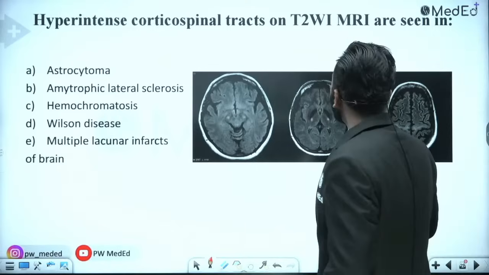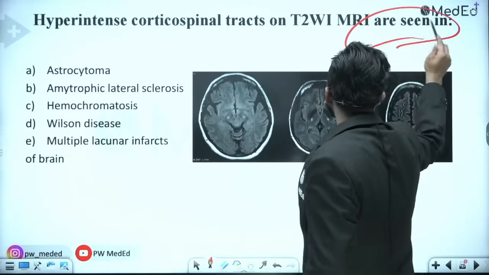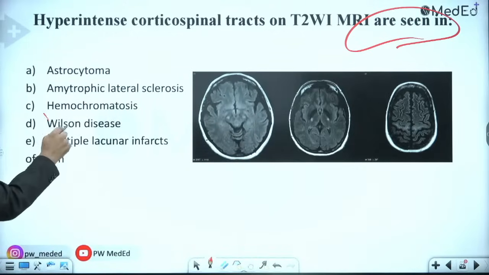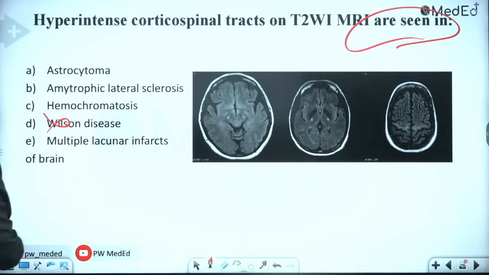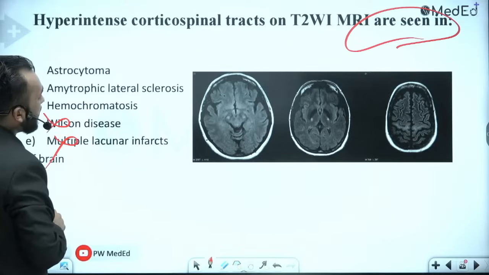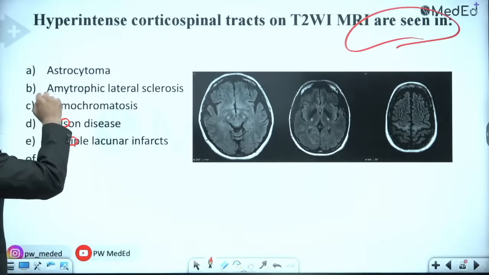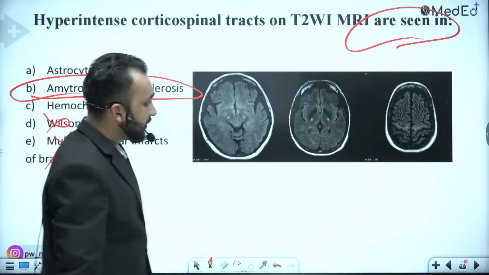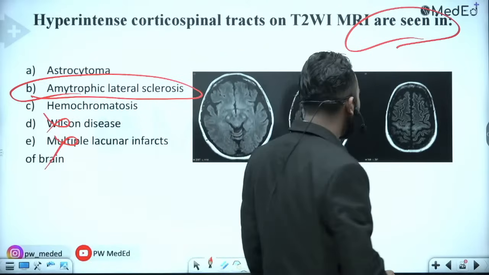Hyperintense corticospinal tracts on T2 weighted MRI images. Wilson disease? No, you will see the panda sign. Lacunar infarcts? No. Then it is seen in patients with amyotrophic lateral sclerosis, in which you will see hyperintense corticospinal tracts.